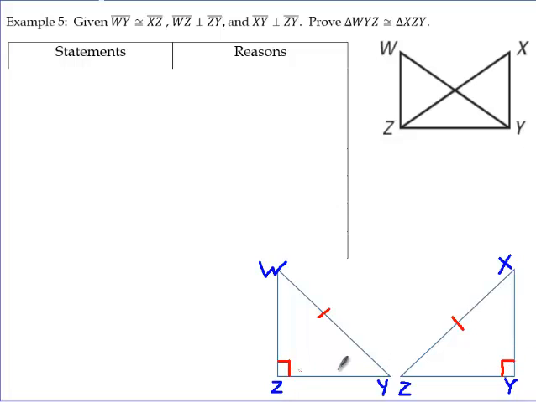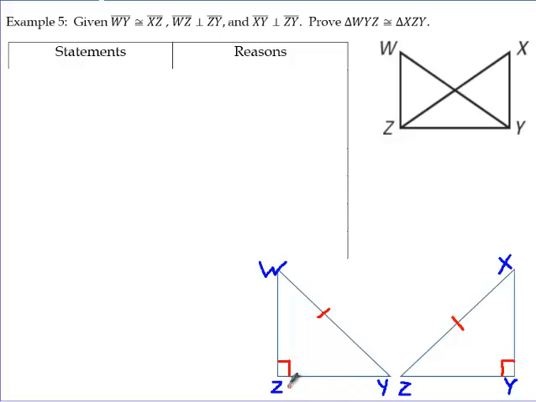So since we have right angles right here, that means that we are working with right triangles. And if we're working with right triangles, then that means that we can use the special hypotenuse leg congruence theorem. And that works out great for us because we already have the set of hypotenuses congruent to each other. Now all we have to do is show that a set of legs is congruent and we'll be on our merry way.